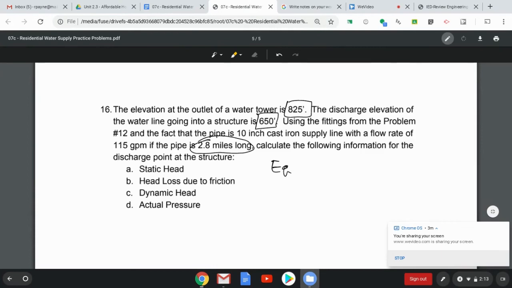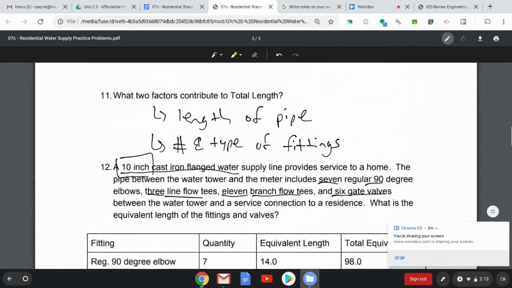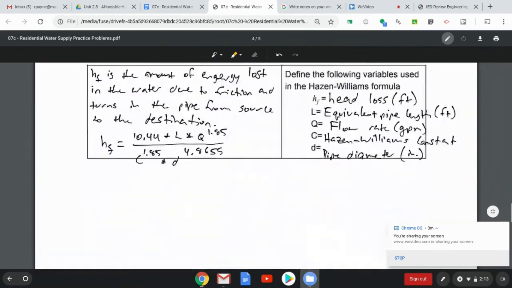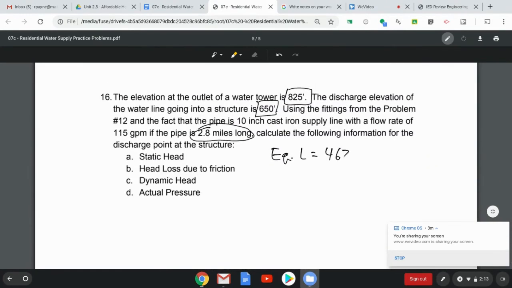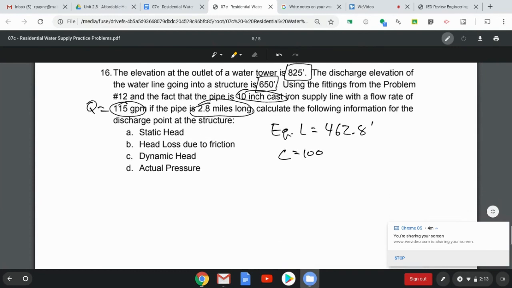Equivalent length is equal to 462.8 feet. Flow rate Q of 115. 10-inch cast iron. So if cast iron, then C is 100. That's what's coming from that table. All right, so let's go through this process.